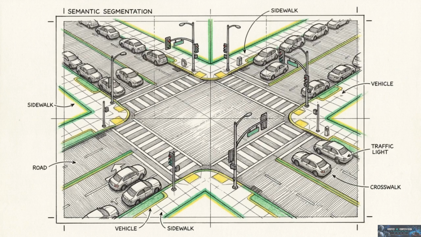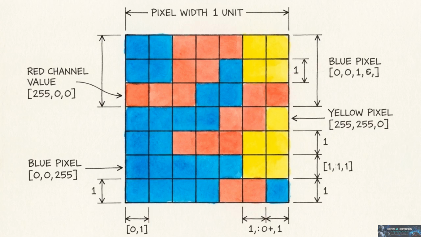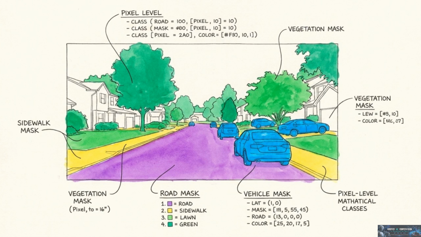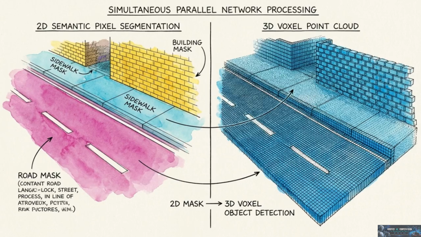To interpret the camera data, the system runs deep learning models, starting with semantic segmentation. Segmentation analyzes an image at the granular pixel level. It assigns a predefined class to every single pixel, mathematically separating the drivable road surface from adjacent sidewalks, vegetation, and structural obstacles. Simultaneously, the system applies 3D object detection networks to the LiDAR and radar inputs.